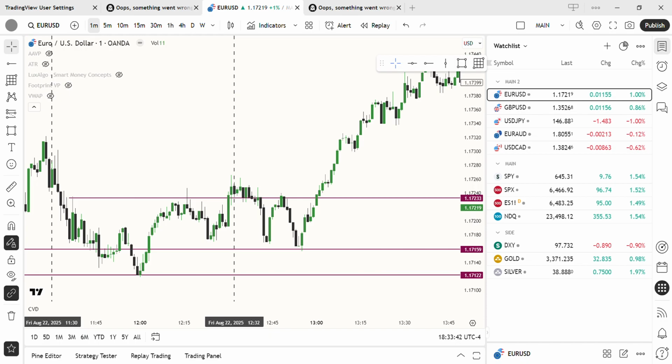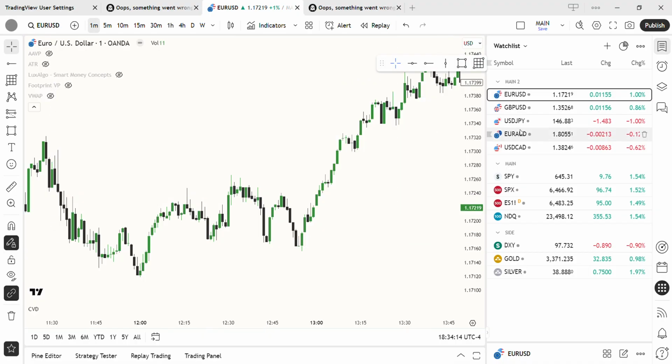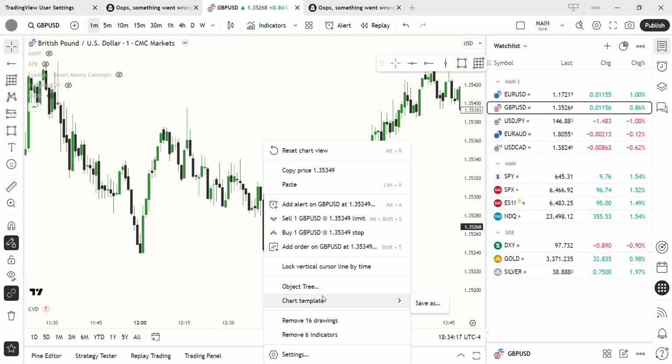That's Euro USD. Let's move on. So next we've got everybody's favorite, GBP USD. Let's go. I already have some markings on this chart, do I? 16 markings.